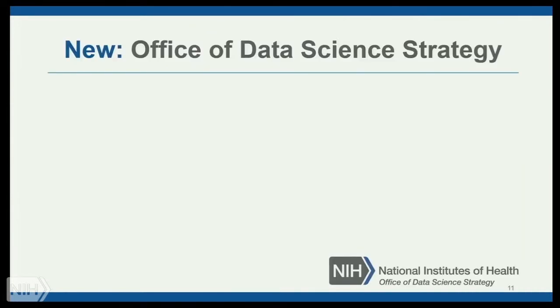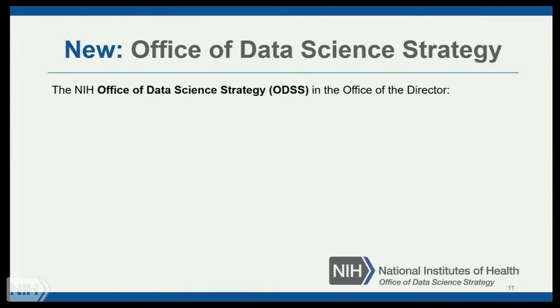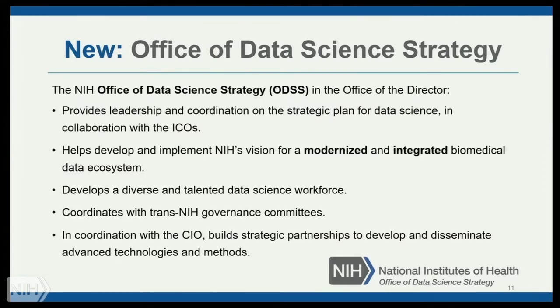So let me tell you a little bit about the office. We are an office that sits here within the Office of the Director. We provide leadership and coordination on the strategic plan in collaboration with all of the institutes and centers. We help develop and implement this plan for a modernized and integrated biomedical data ecosystem. We're developing programs for a diverse and talented data science workforce. We coordinate with different trans-NIH governance committees, in particular with the Scientific Data Council, and in coordination with the Chief Information Officer, Andrea Norris. We're building strategic partnerships to develop and disseminate advanced technologies and methods. So that's the office. It's a small office of just a few people, but there's really a lot of people working in this area across NIH, including Vivian.